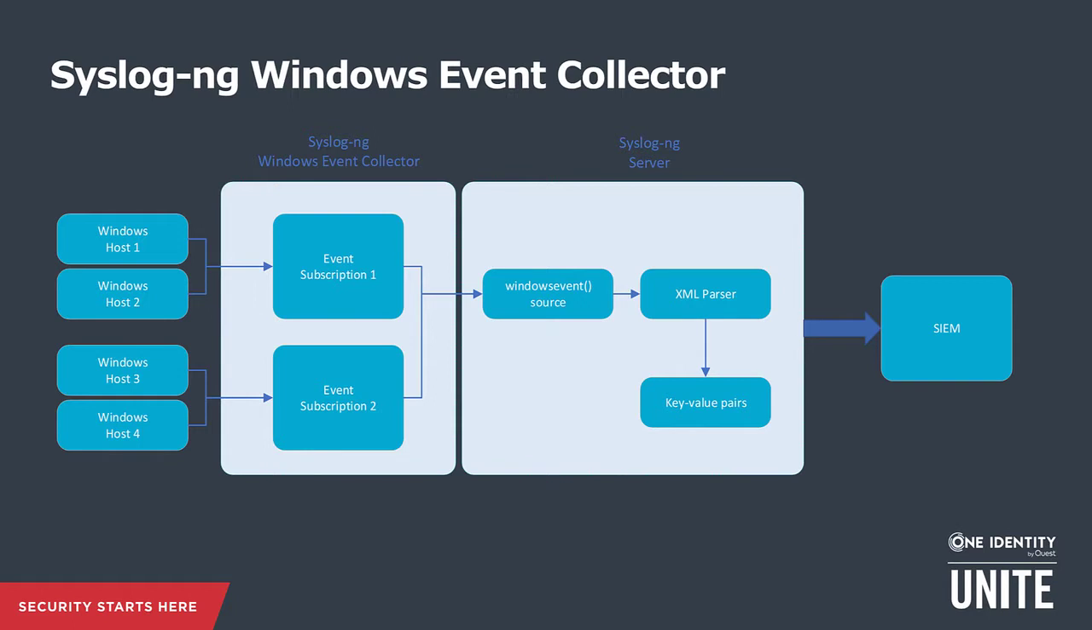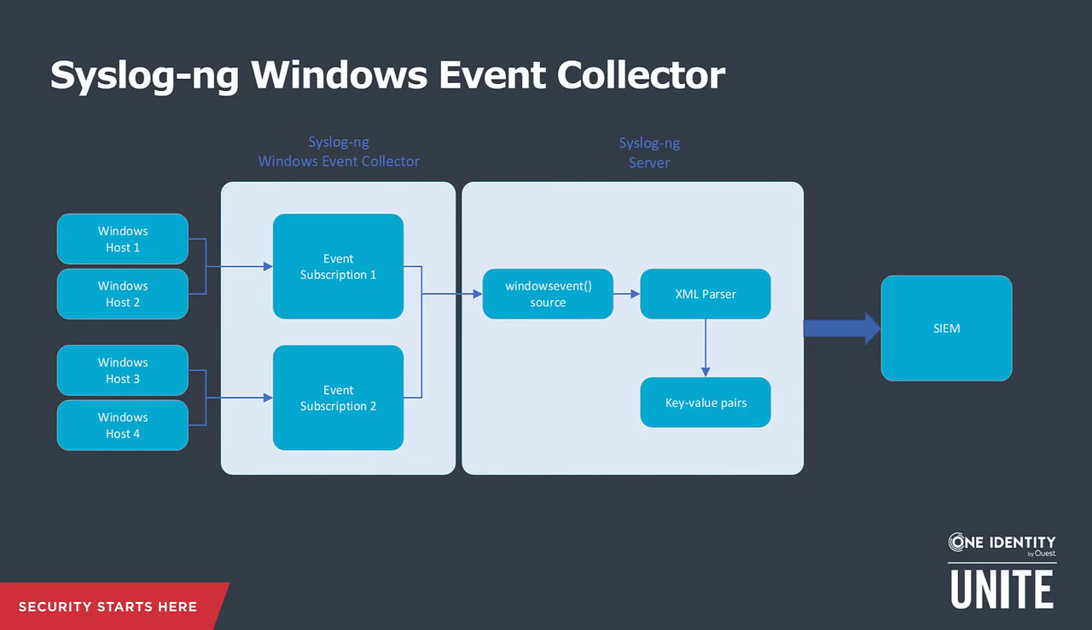So here is how that works. On the Syslog-ng server, running alongside Syslog-ng itself is the Syslog-ng WEC process. Subscriptions are configured here in a YAML file. So once Windows authenticates the Syslog-ng server, the WEC service then lets Windows know which event containers it's interested in. So Windows can then begin sending those events.